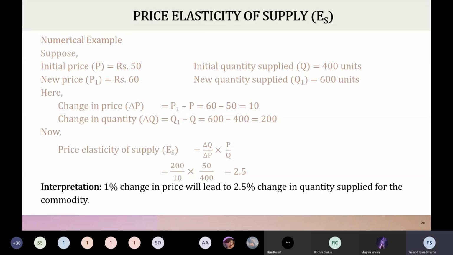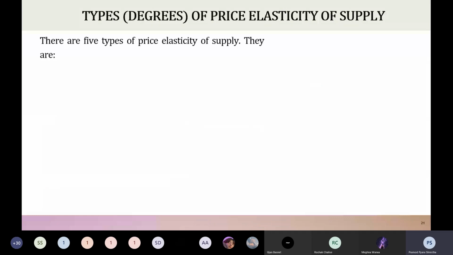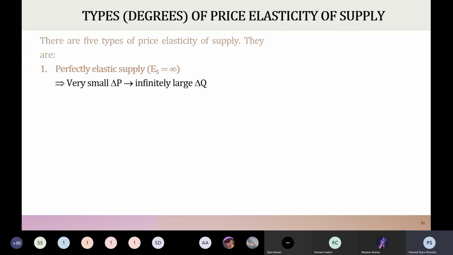Okay, then as I already told you, our next concern is the types of elasticity of supply, and there are 5 types of elasticity of supply. The first one is perfectly elastic supply, where the value of ES is equal to infinity, and this is the case where a very small change in price will lead to an infinitely large change in quantity supplied.